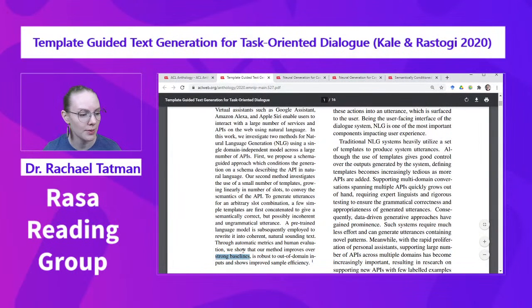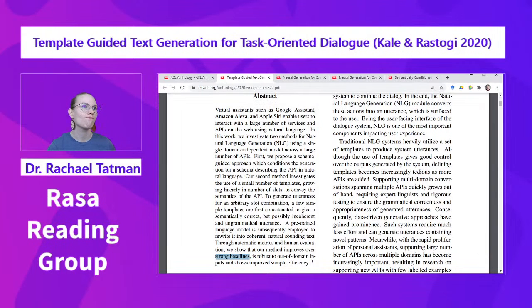Better than a given baseline, although in this case it looks like their baselines are other NLG models and not handcrafted templates, which I would say for the majority of conversational AI projects, handcrafted templates are a good baseline.